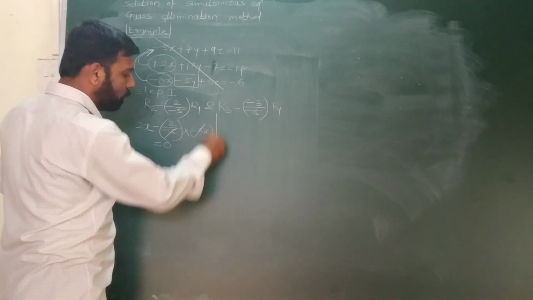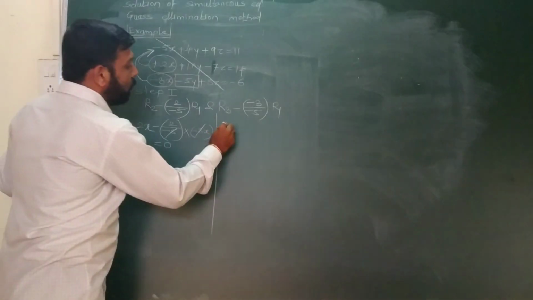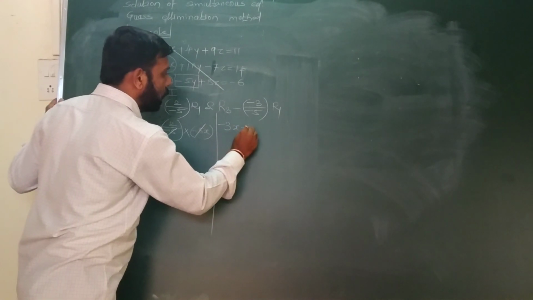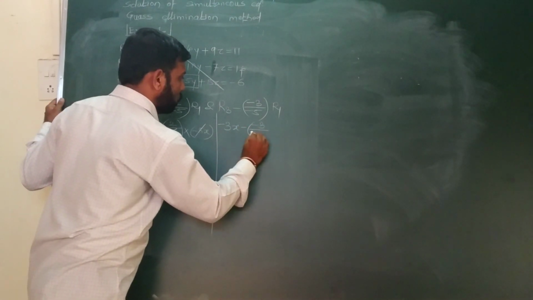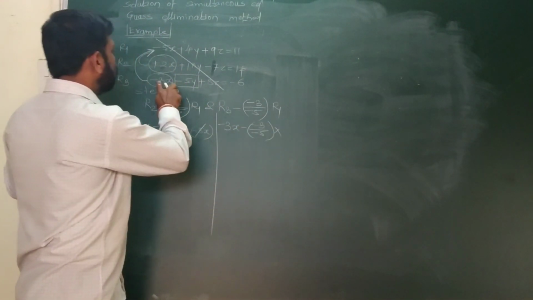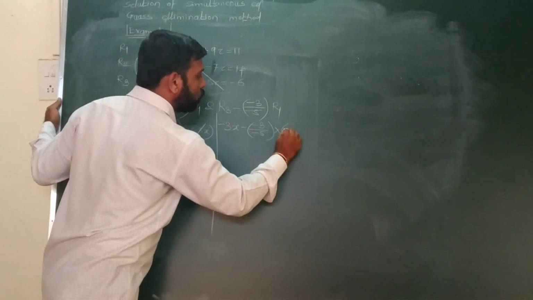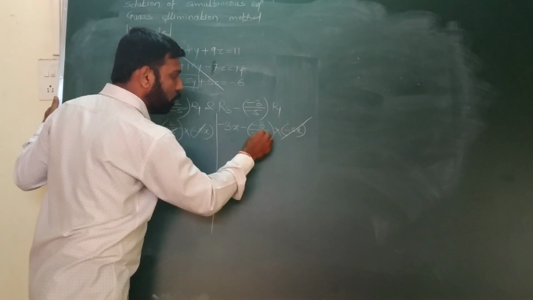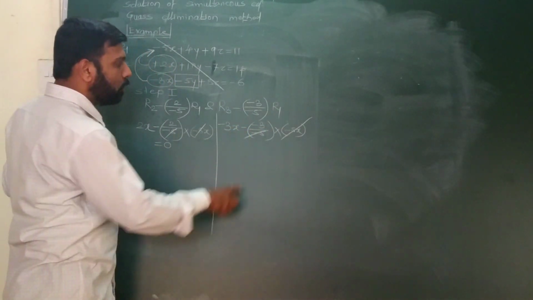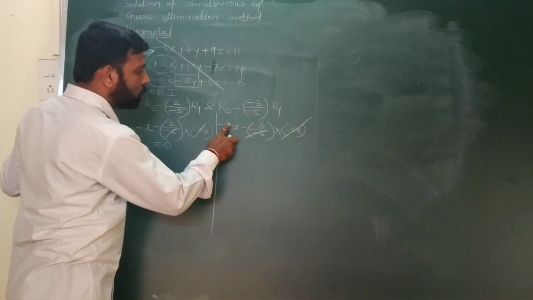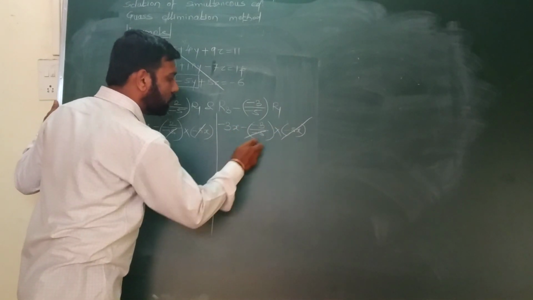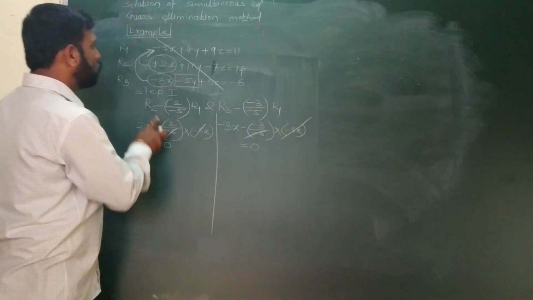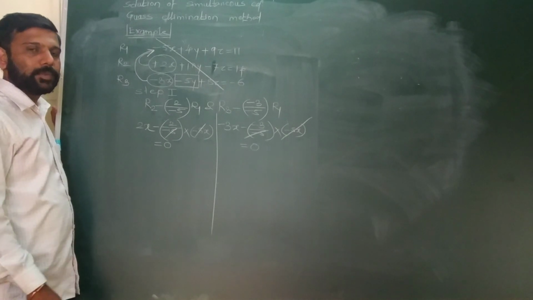Similarly in R3, minus 3x minus, into its R1 coefficient, that is minus 5x. Now this bracket minus 5 and this minus 5 get cancelled. Minus and this minus become plus. Minus 3x plus 3x becomes 0. So these two elements become 0.